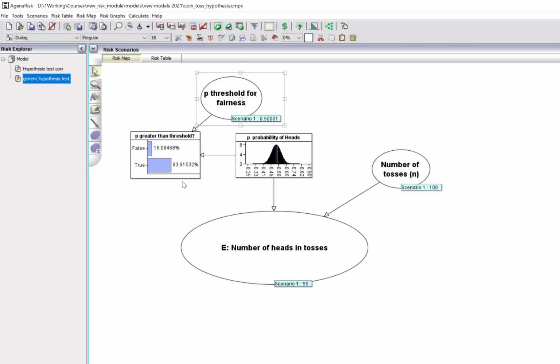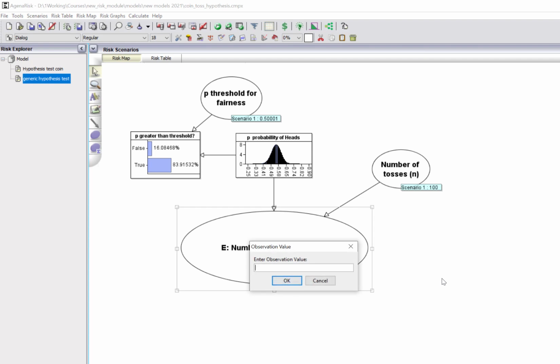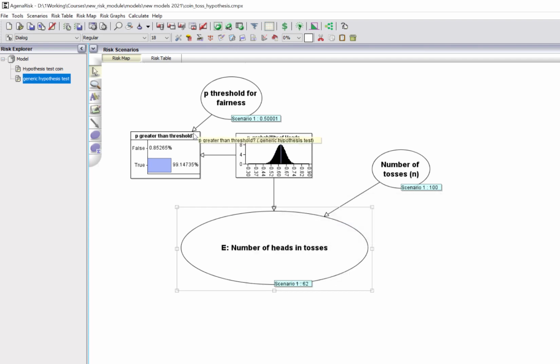Let's see what happens now when we observe more than 55 heads in 100 tosses of a coin. Let's suppose we observe 62 heads. And we run the model again. This time the probability distribution of heads has shifted, and the probability that p is greater than the threshold is now over 99%. So there's a greater than 99% chance that this coin is genuinely biased, that its probability of a head is greater than a half.